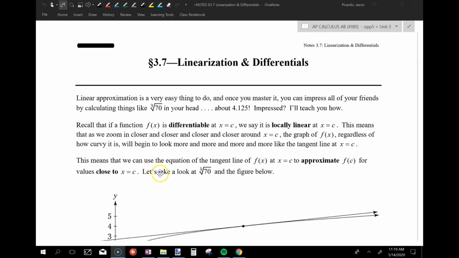Introduce it. And we introduce it because we're going to use it in the next lesson, okay? The idea of linearization and differentials.